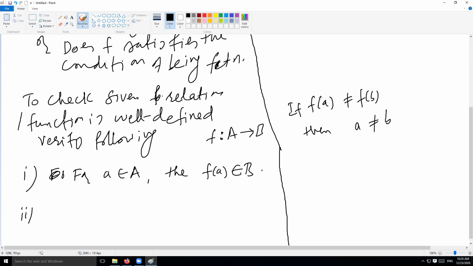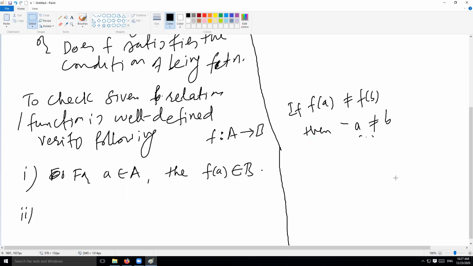Okay, so if you have two distinct outputs, then they should have two distinct inputs actually. The two distinct outputs must have two distinct inputs. So you can't have the case that you have the same object, but it is giving you two distinct outputs. That is, one input cannot give you two outputs actually.